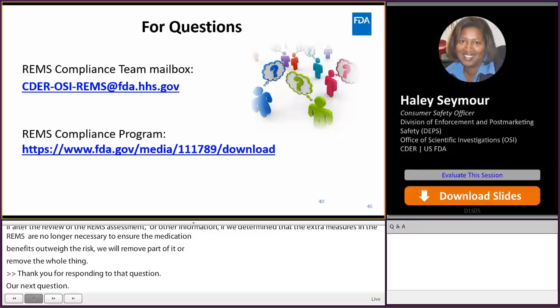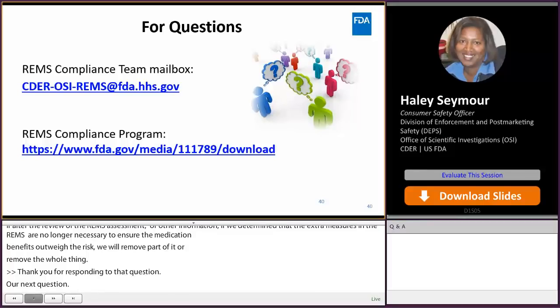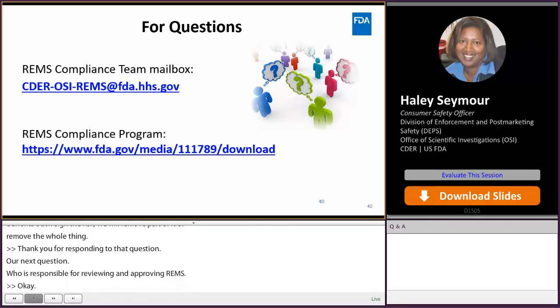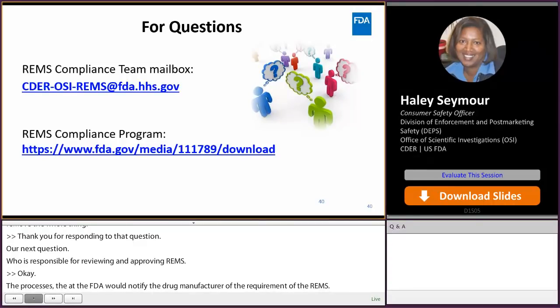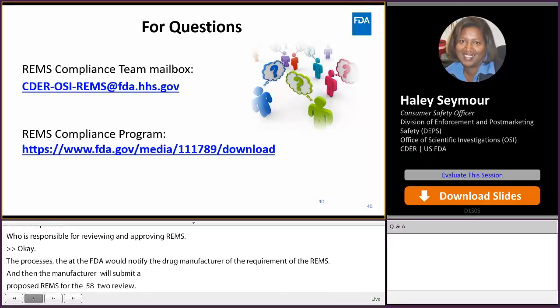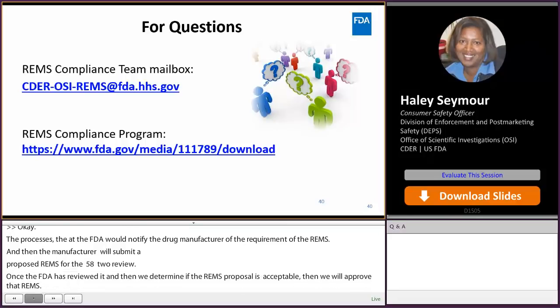Okay, so the process is that FDA notifies the drug manufacturer of the requirements of the REMS. And then the manufacturer will submit a proposed REMS for the FDA to review. Once FDA has reviewed it and we determine that the REMS proposal is acceptable, then we will approve that REMS. Then the drug manufacturer is responsible for implementing the requirements of that REMS.